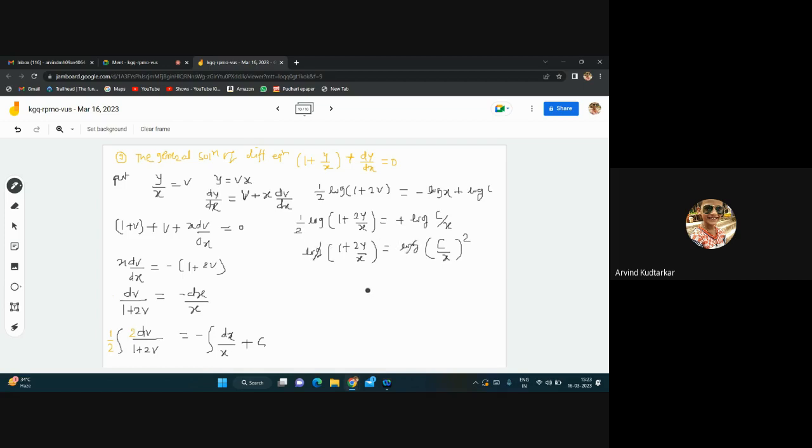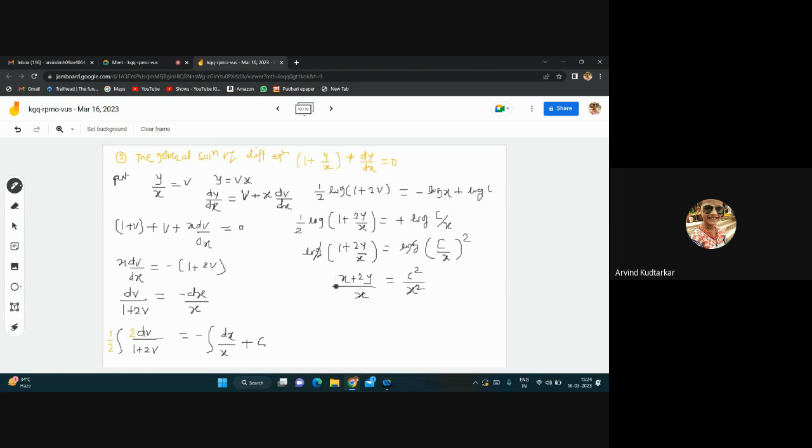There remains only 1 plus 2y by x. Take the LCM, x into 1, x. So x plus 2y upon x is equal to c square by x square. What remains? c square by x square. This x and this x get cancelled, and the remaining x you have to shift to the LHS.